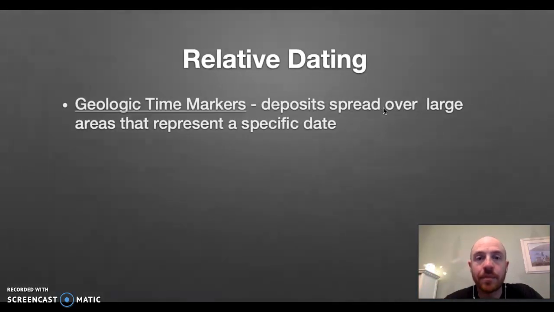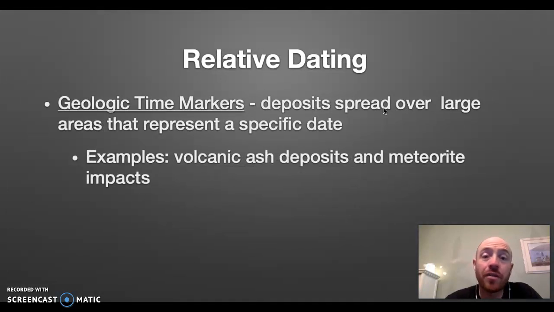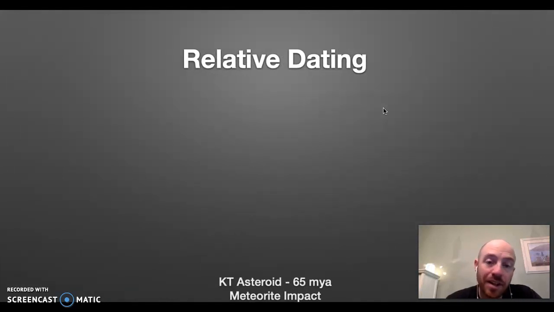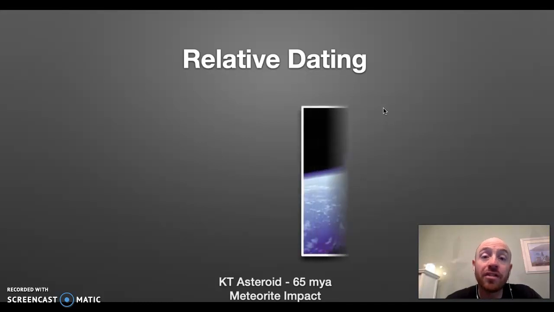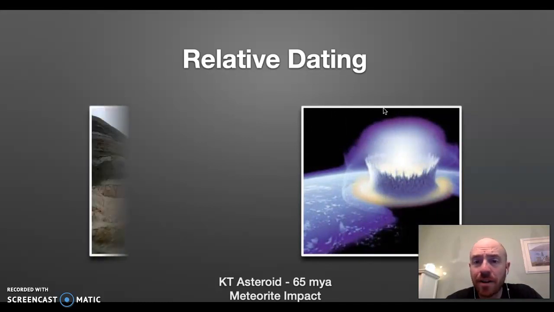All right, geologic time markers. These are deposits spread over large areas that mark a specific date. Examples can be things like volcanic ash and meteorite impacts. I'm not going to spend a huge amount of time on this, but there was something about 65 million years ago, the KT asteroid. The KT asteroid is what is theorized to have caused the extinction of the dinosaurs. So this gigantic meteorite struck somewhere around the neighborhood of Central South America.